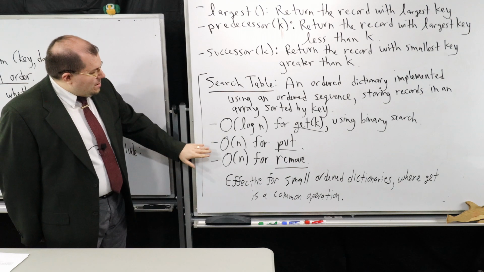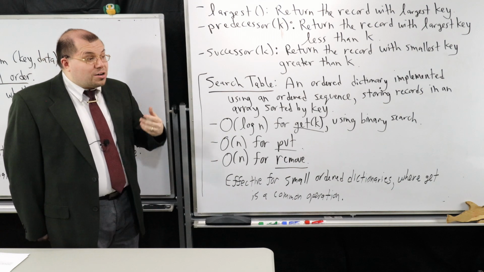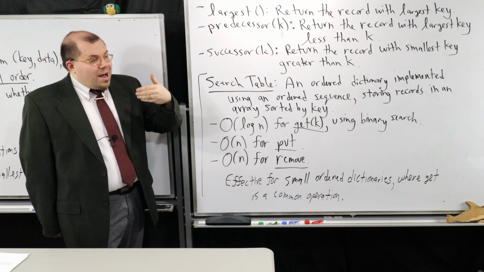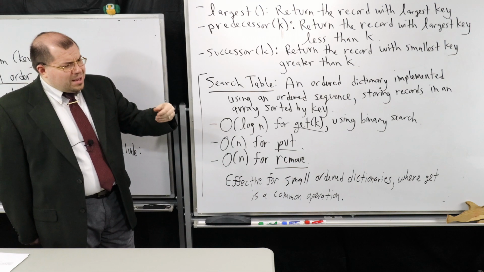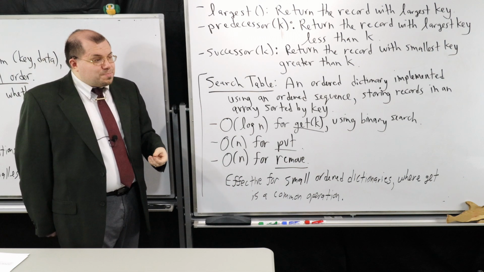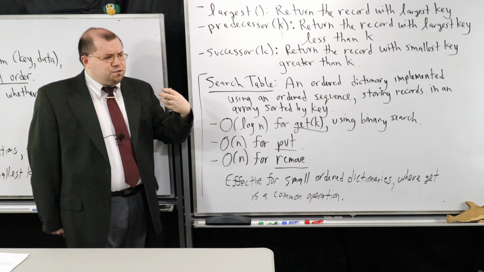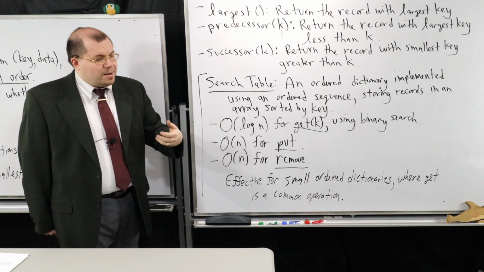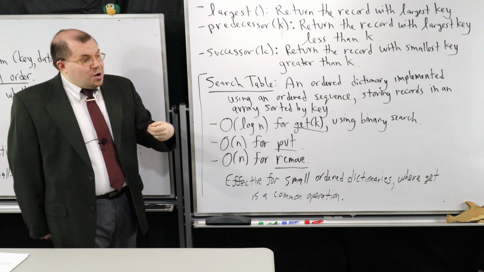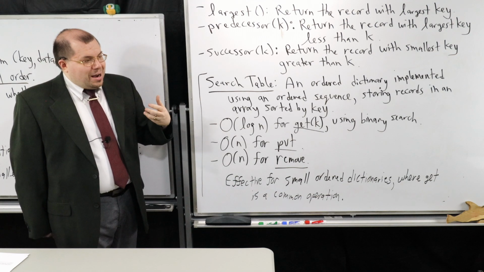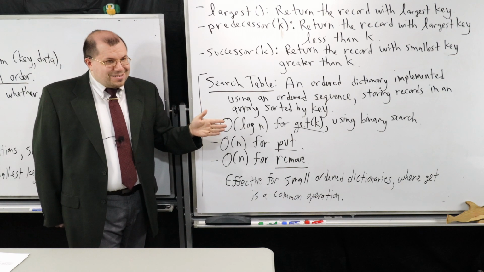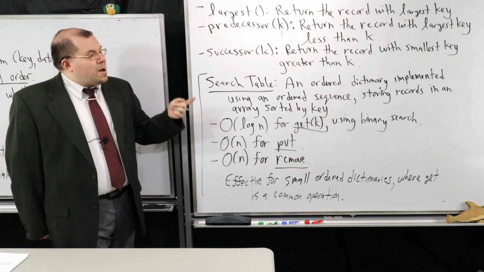For put and remove, since they are sorted arrays, if I do an insertion into my array, and suppose the array becomes full, what do I have to do? I have to resize the array, right? I might have to make it longer.